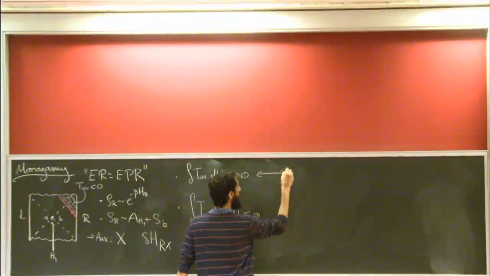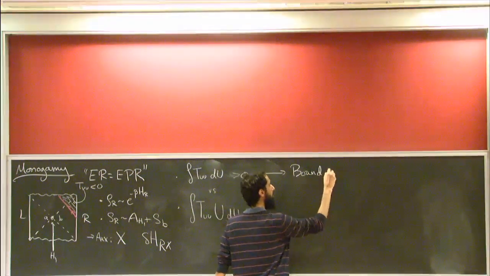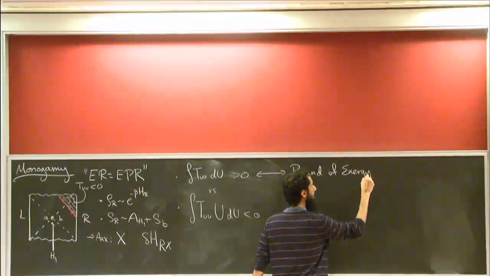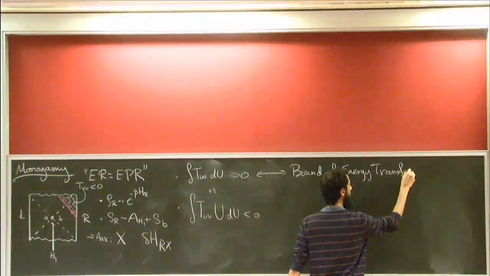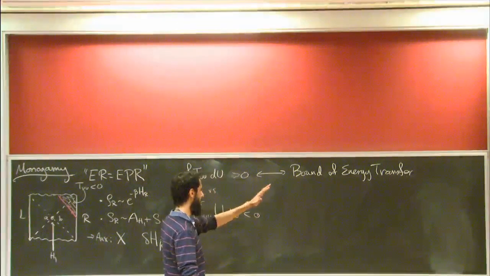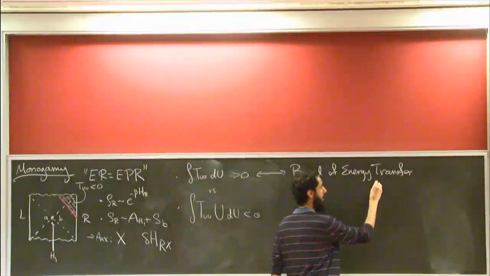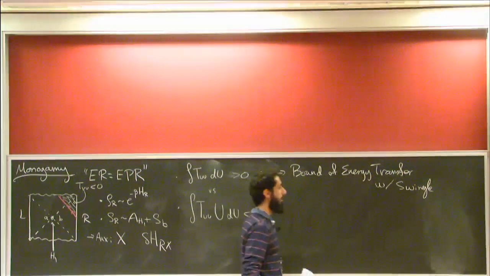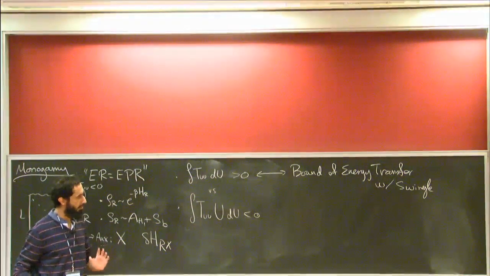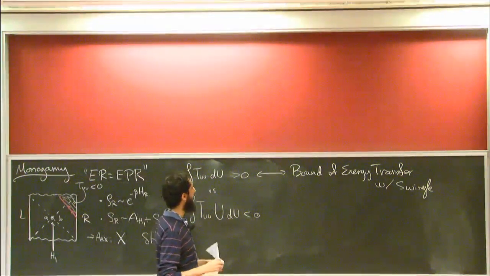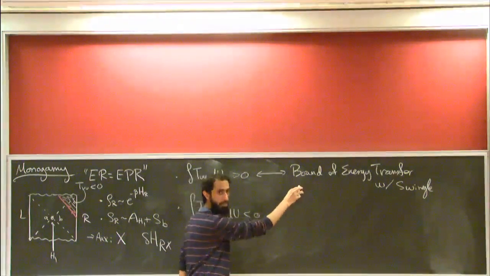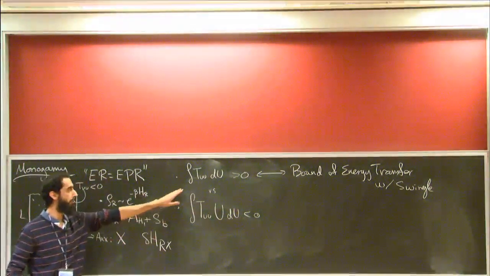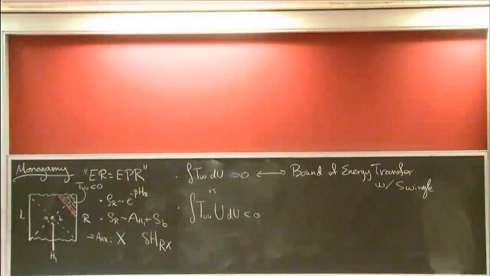So this implies some bound on energy transfer, and it goes the other way too. I should say this is current work in progress with Brian Swingle. And I think preliminary results seem to say that the bound that we get on the boundary is stronger than the bound implied by this. Is that right? Yeah. Okay. Yeah, so I think that's an interesting side comment.